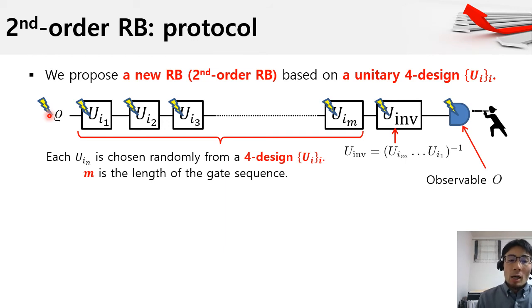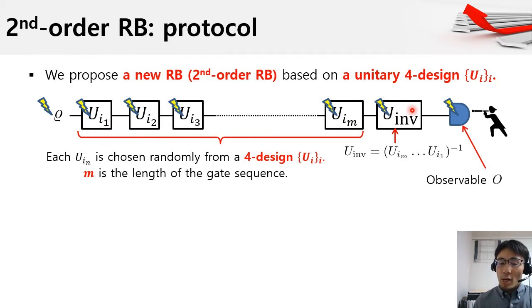So we prepare an initial state, which might be noisy. And we apply quantum gates, let's say M quantum gates, onto the initial state. We assume that these quantum gates are chosen uniformly at random from a Unitary 4 design instead of a Unitary 2 design. So this is a big difference from the standard RB. And one important thing is M. M is the length of this gate sequence, and this is a very important parameter in the experiments.